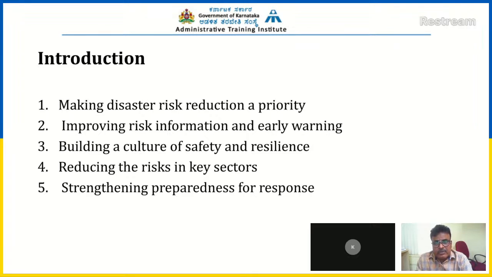Therefore, there should be a kind of incident response system in place in every district, every taluk, every department, the state, and at the national level. It is already in place actually. Even under the Disaster Management Act 2005, they have very clearly mentioned that an incident response system should be in place. All of this comes under the preparedness part of the disaster phase. Okay, move to the next one.